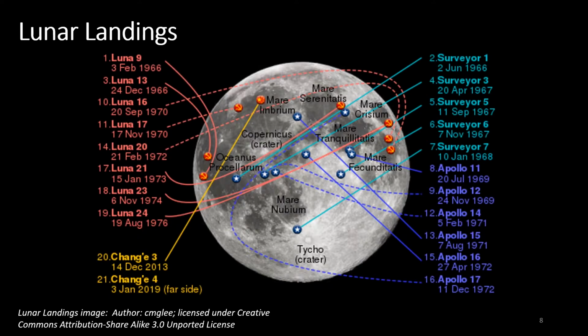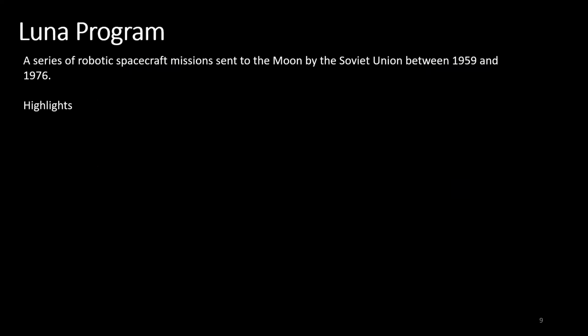There have been many landings to the surface of the moon. The Luna program was launched by the Soviet Union, the Chang'e program by the Chinese, and the Surveyor and Apollo programs by the United States. Of all these lunar landings, only the Apollo program were manned missions to the moon. First, let's look at the Luna program. The Luna program was a series of robotic spacecraft missions sent to the moon by the Soviet Union between 1959 and 1976. Let's take a look at some of the highlights of the Luna program.